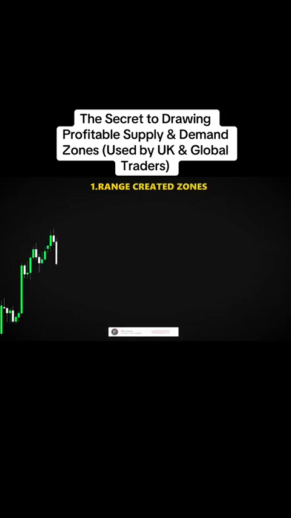To spot high probability supply and demand zones, traders focus on 3 main types. Let's start with the first one, range zones. A range zone forms when price moves sideways for a while, staying within a small area. It's a sign that the market is undecided, with neither buyers nor sellers in control. During this time, candles are often small, and price just drifts back and forth.